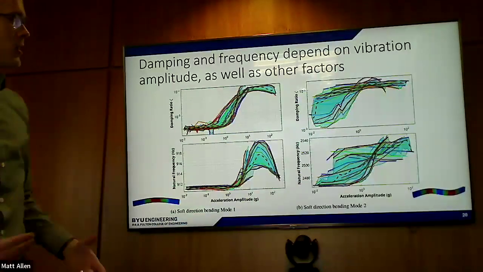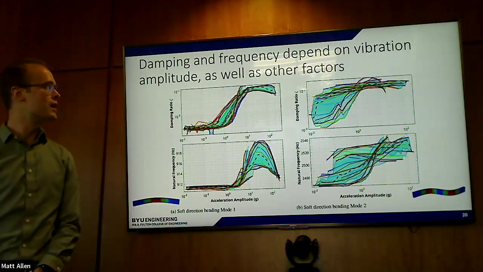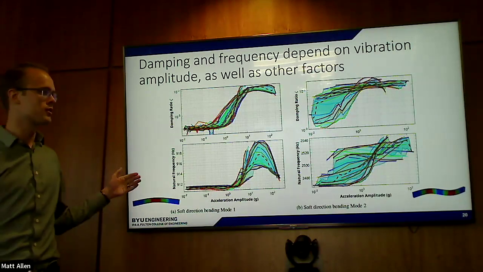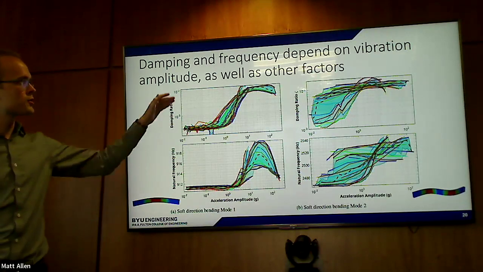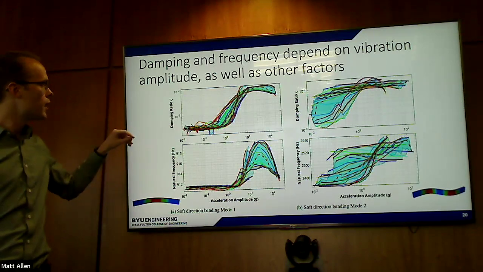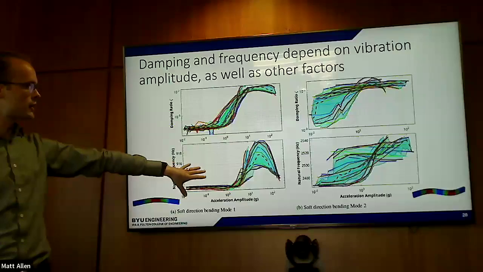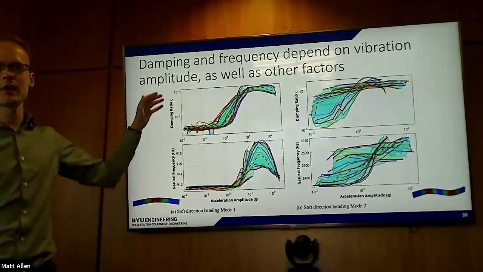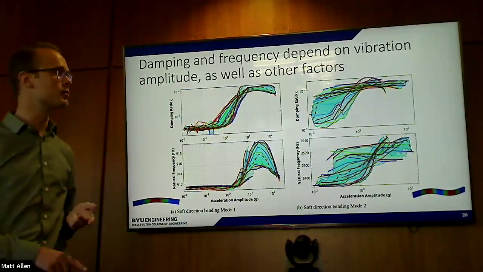So just to give a flavor for what these data look like, we collected a lot of data. I'm not going to show all of it. But this is for the beam with a 1 millimeter powder pocket in the first 2 soft direction bending modes. And these curves are familiar to what we saw before with an increase in damping with amplitude. But notice that at a given amplitude, there's a wide range of values, both for the natural frequency as well as for the damping ratio. And that has to do with the powder settling and unsettling, as well as other factors like how hard did we hit it and where did we hit it.